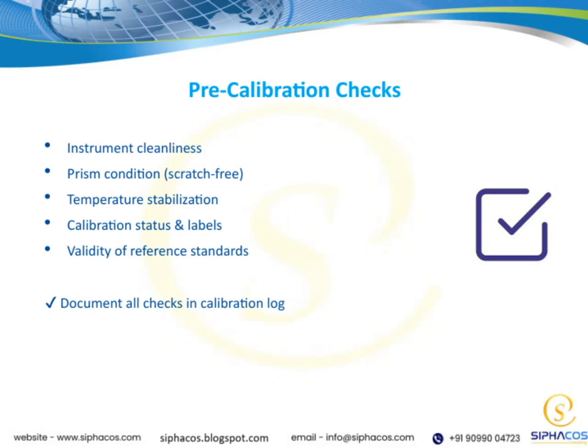Now, let's talk about the pre-calibration checks that are essential to ensure accurate results. First, instrument cleanliness is crucial. Dirt or dust can really affect the measurements, so make sure everything is spotless before starting. Next, we need to inspect the prism condition. It should be scratch-free to avoid any distortions or errors in the readings. Temperature stabilization is also key. Allow the instrument to reach a stable temperature, since fluctuations can impact the accuracy. Then, check the calibration status and labels.